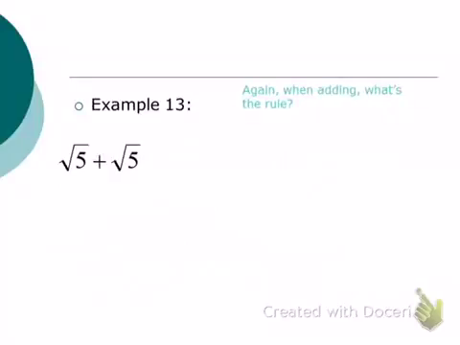All right, so what do we do when we're adding this? Square root of 5 plus the square root of 5. What's the rule for adding things? When you add things, does their identity change? 1 apple plus 2 apples is 3 apples. It doesn't change what you're adding. So what are we adding here? 1 square root of 5 plus 1 square root of 5, and that's going to give us what? 2 square roots of 5.